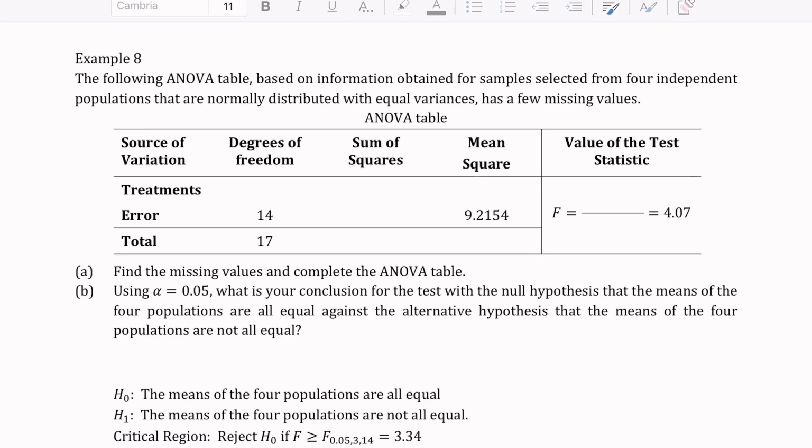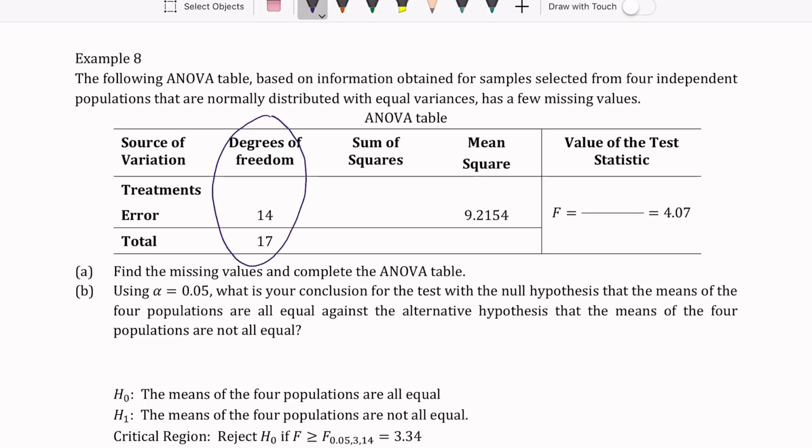In example 8, we have a different kind of question. In this example, they want us to complete the ANOVA table. To complete the ANOVA table, we can start with the column degree of freedom here. How to get the degree of freedom for the treatment? Okay, we look at the statement here. We have 4 independent populations, which means that we have 4 groups. 4 groups minus 1, then the degree of freedom of the treatment is 3.